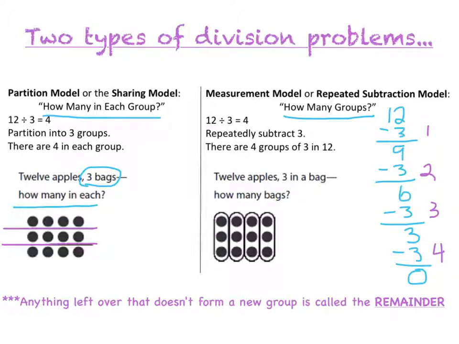And if we look at this diagram, we can see that our 12 apples have been circled to represent 1 bag. And if we circle an even number of 3 apples in each bag, we see that we formed 4 groups of 3 apples in a bag. So now we have 4 groups. That is our quotient.